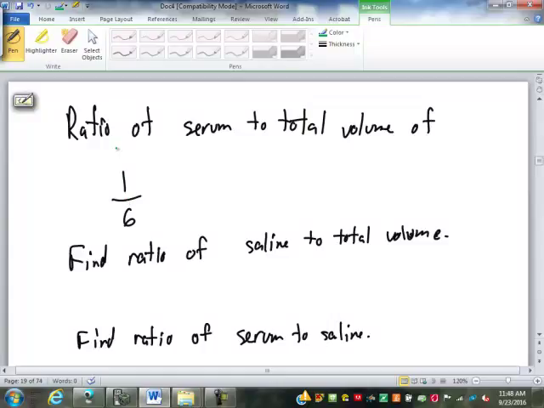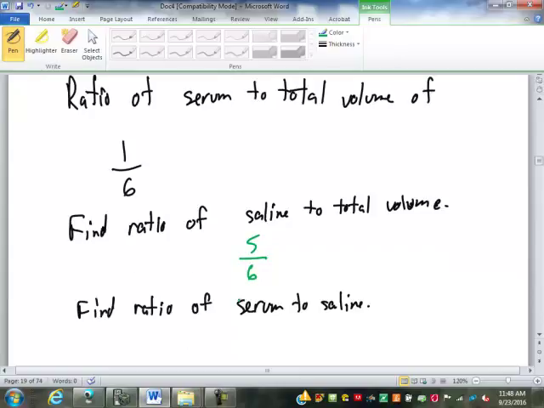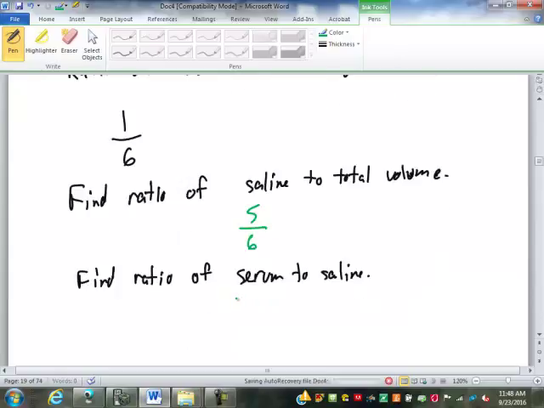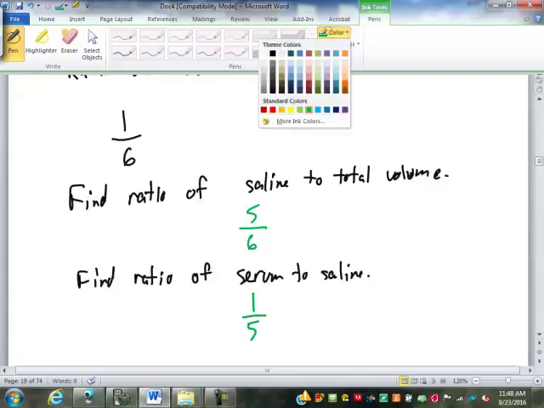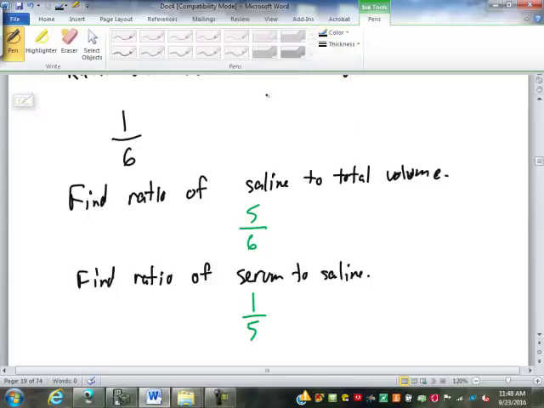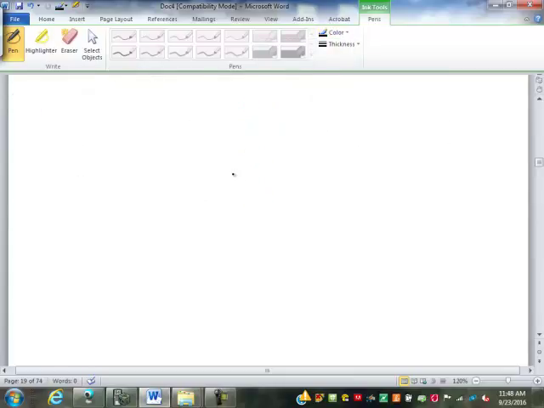So if the 6 parts is the total volume, 1 to 6 serum to total. So if 6 parts total volume, if 1 part is serum, how many parts have to be saline? 5. So the saline to total volume has to be 5 to 6, or 5 out of 6. Well, then the ratio of serum to saline, which of those numbers represents the serum? 1, and saline, 5. Good.